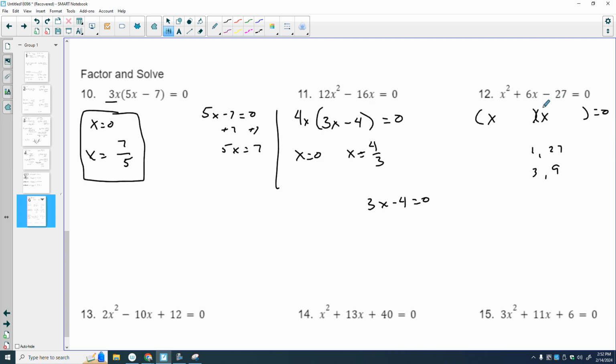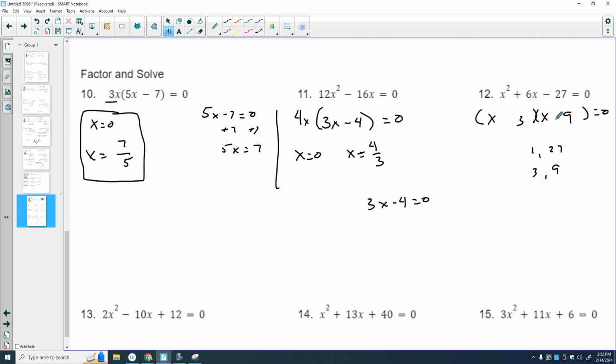Questions. How do you get x squared? X and x. How do I get 27? Those two options. Since this is negative, I'm going to subtract to get 6. Which factor subtracts to get 6? 3 and 9. I want a positive 6.